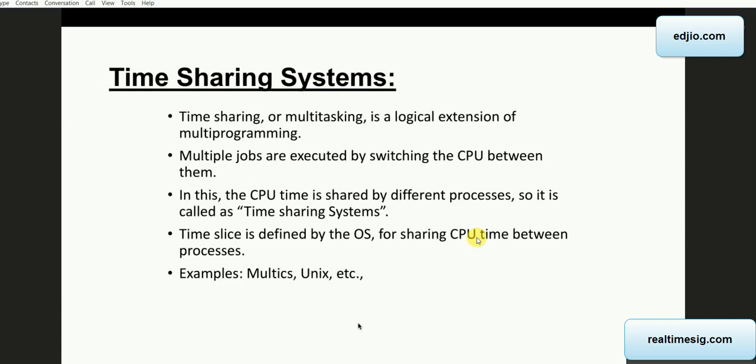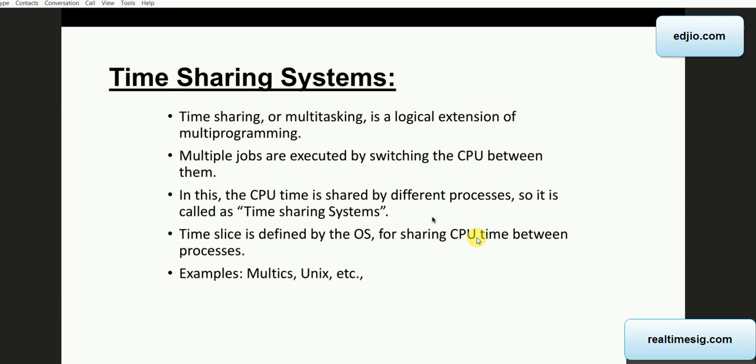So this is about the time sharing concept, where time sharing or multitasking is a logical extension of multi-programming. What do you mean by logical extension? At a time, the CPU is executing only one program, but the concept is giving an illusion that the CPU is executing multiple programs simultaneously. Multiple jobs are executed by switching the CPU between them. That means the scheduler will do this. The CPU time is shared by different processes, so it is called a time shared system.